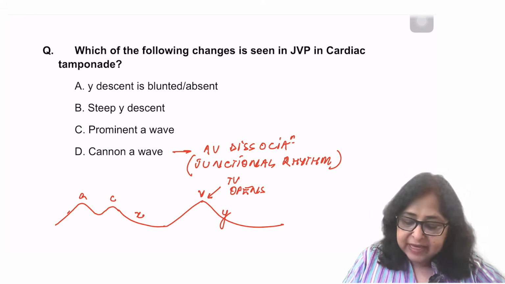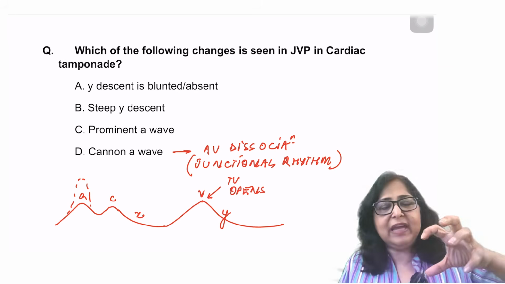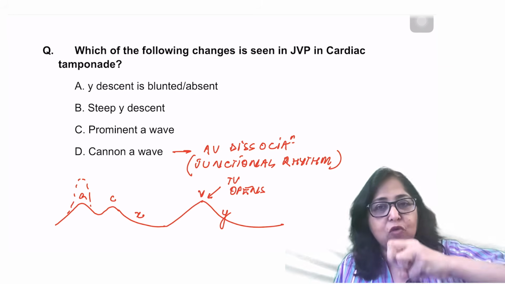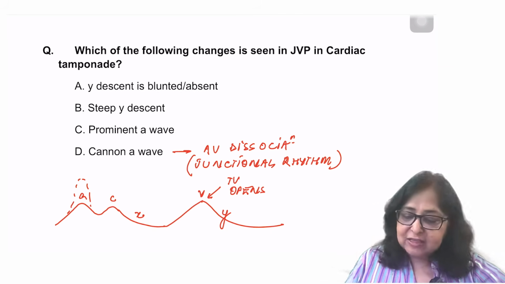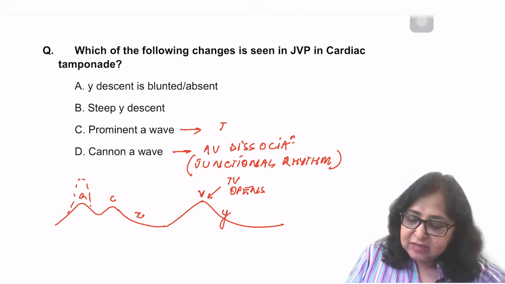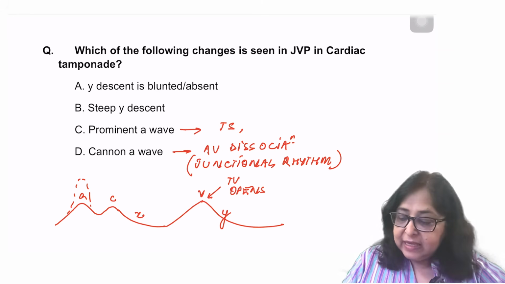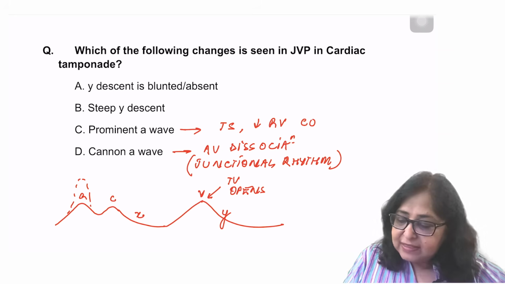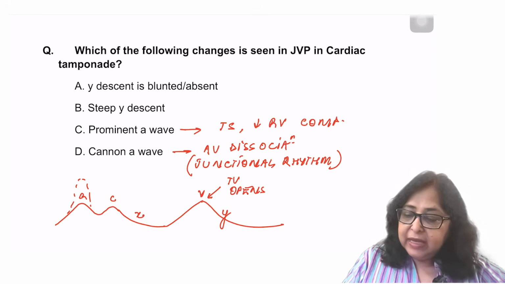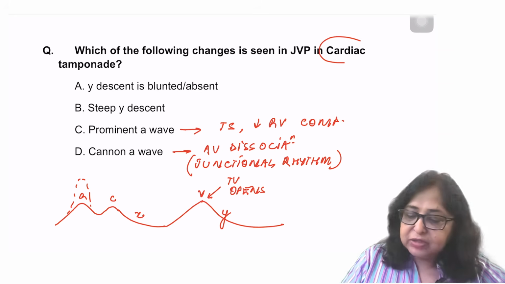A prominent A wave. Prominent A wave means the atrium is exerting more force to push the blood through the tricuspid valve. This will be seen in tricuspid stenosis. It will be seen in reduced right ventricular compliance. Now, in cardiac tamponade, what is going to happen?